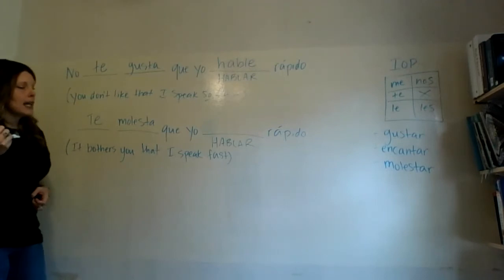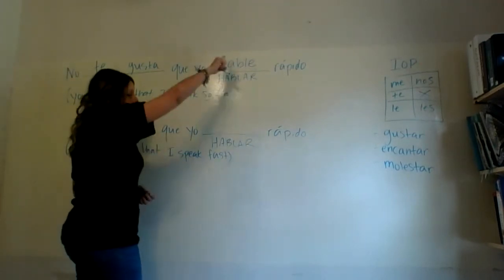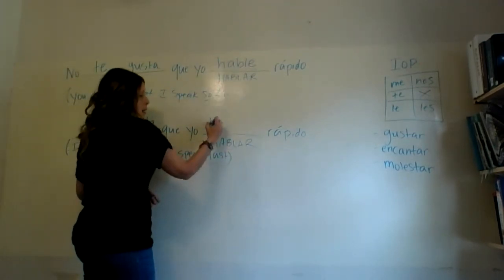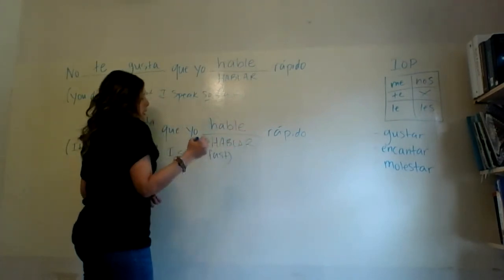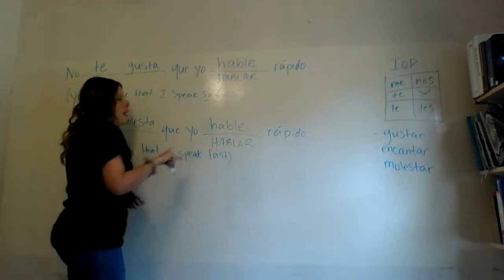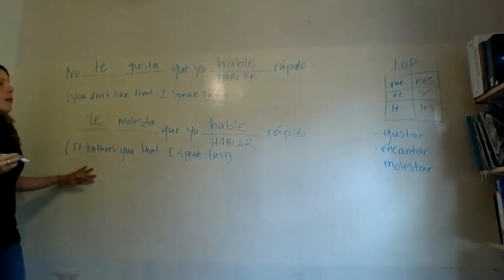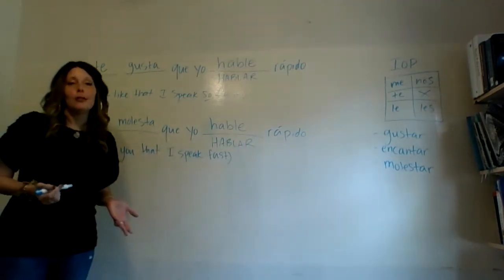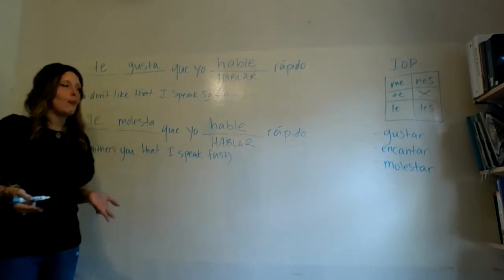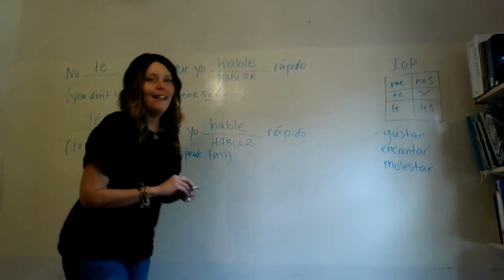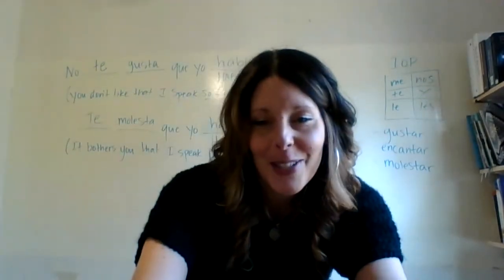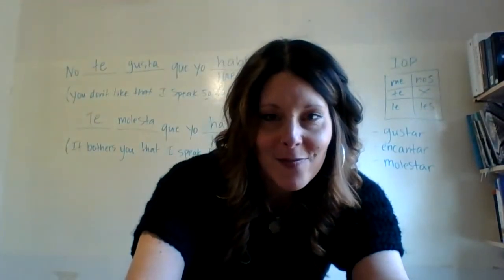Te molesta que yo, and then we can just steal the answer from up here. Hablar, regular happy verb in the subjunctive, conjugated based off of yo, hable. So, te molesta que yo hable rápido. It bothers you that I speak fast. And more examples are coming up next.